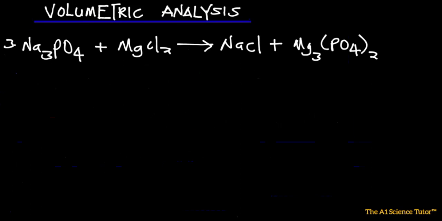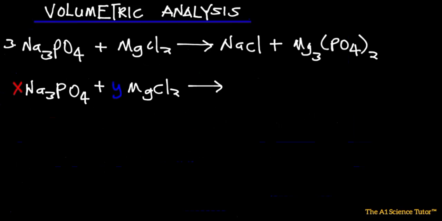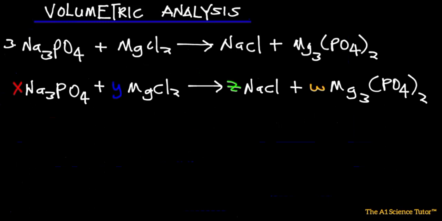And basically that helps you reduce the length of time that you use in trying to figure out what would be the balanced form. So let's say for the first one we have X of sodium phosphate. Then let's say we have Y of magnesium chloride. Then Z of sodium chloride plus, let's say we have a W of the magnesium phosphate, right? Yeah, so something like this.